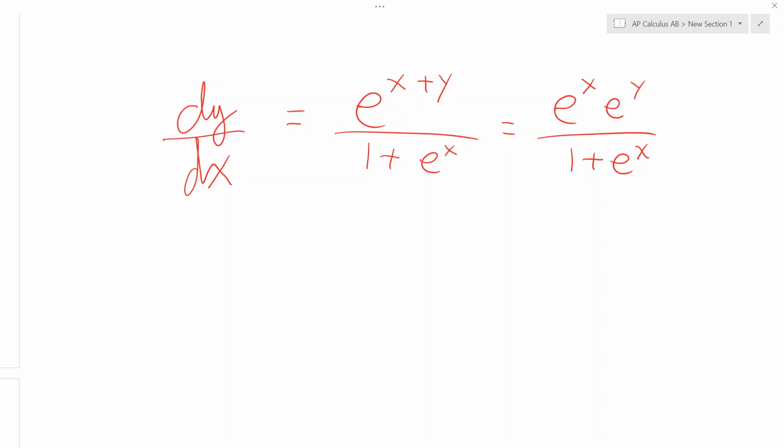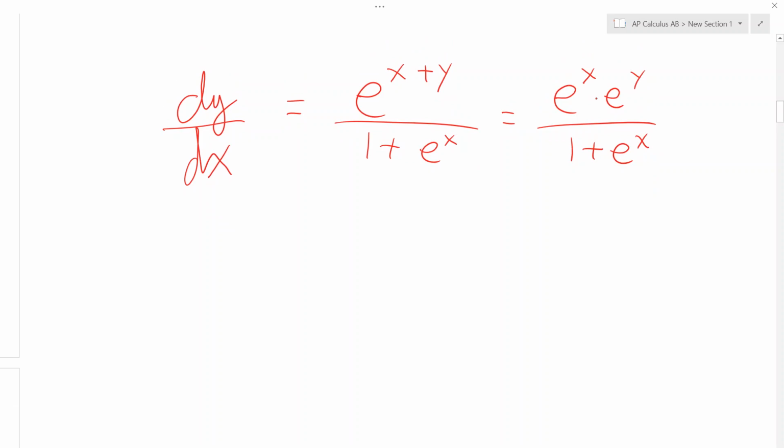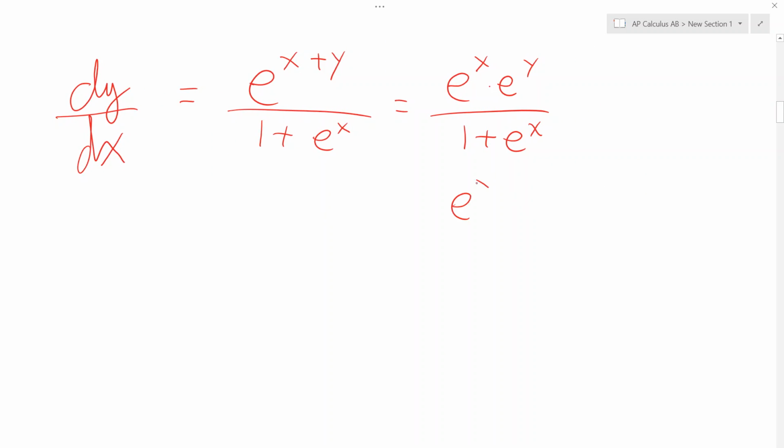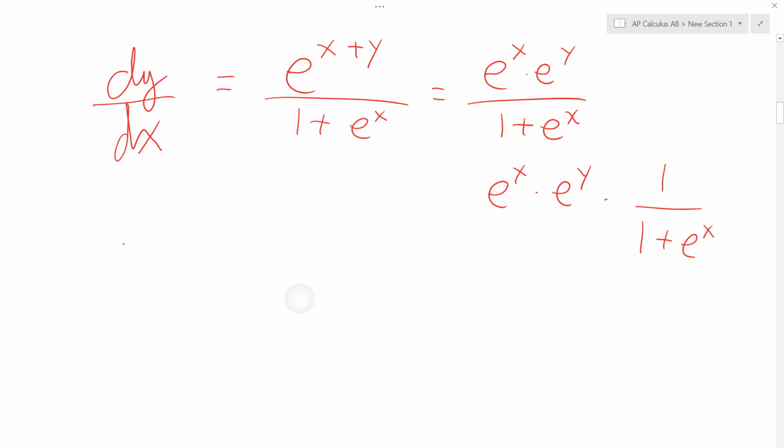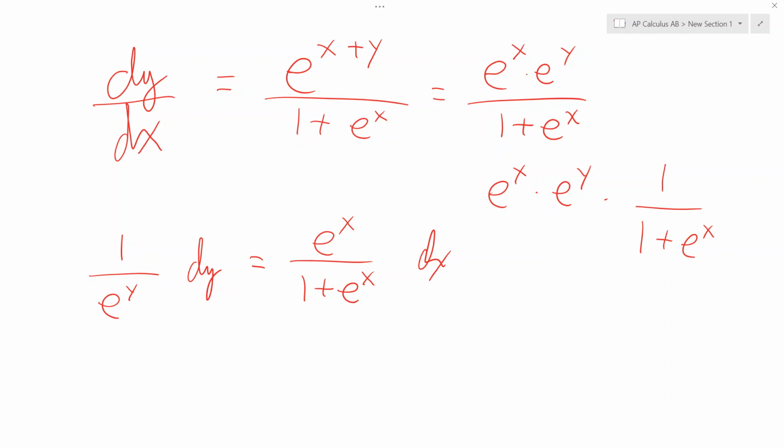Because it's all multiplication here, keep in mind, there's three things there. There's an e to the x times an e to the y times a 1 over 1 plus e to the x. That's what's sitting there. We just got it all together in one big fraction. We need to divide by e to the y. We don't want that over there. That's going to give me 1 over e to the y dy equals e to the x over 1 plus e to the x dx. We've separated the y's. We've separated the x's. We can integrate both sides.